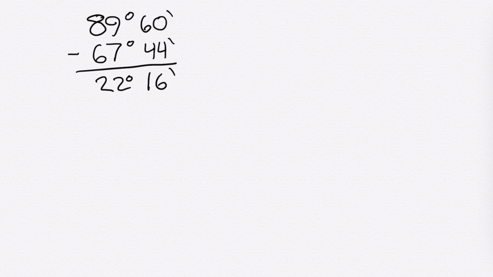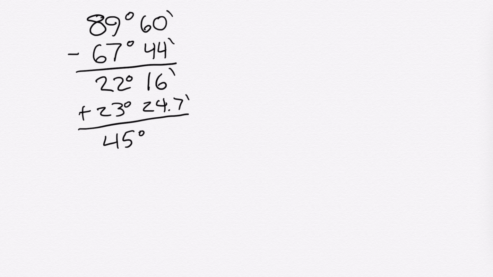So in our example, we're in the northern hemisphere. We know that because we haven't sailed across the equator. 89 degrees, 60 minutes minus 67 degrees, 44 minutes gives us 22 degrees and 16 minutes. 22 degrees and 16 minutes plus 23 degrees and 24.7 minutes, our declination, gives us 45 degrees and 40.7 minutes north, because it's a positive value. If it's a negative value, it's south.